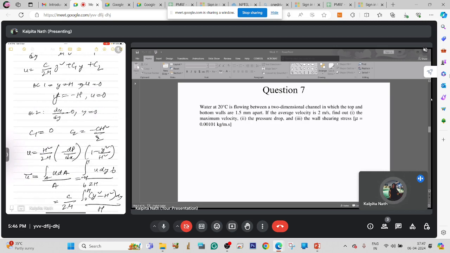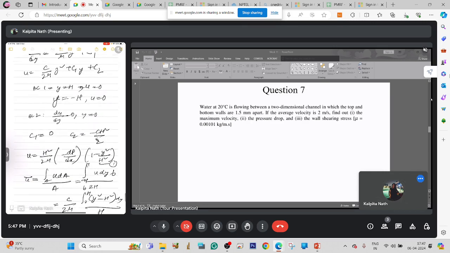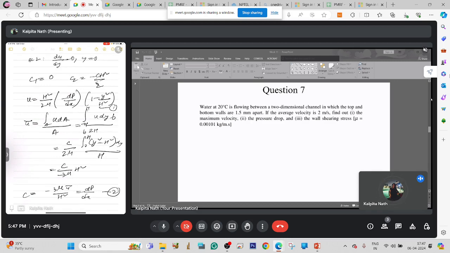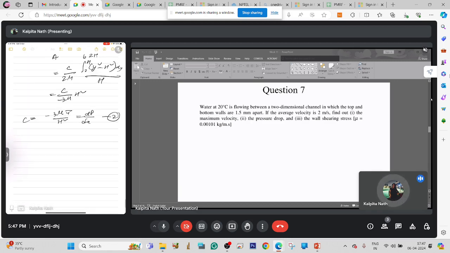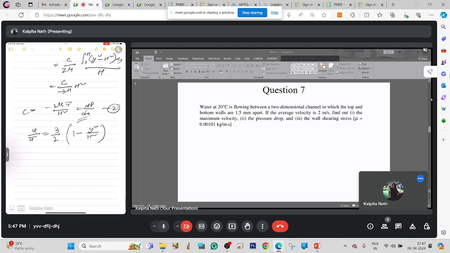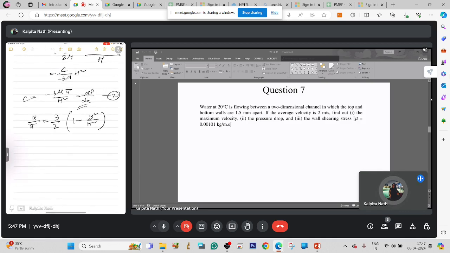which one is equation 1? This one is equation 1, right? Yes. So in equation 1, if we put the value of dp/dx from equation 2, we get u by u bar is equal to 3 by 2 times 1 minus y square by h square. Now u max at the center line, y equal to 0, is equal to minus 1 by 2 mu dp/dx h square. So u bar by u max is equal to 2 by 3.